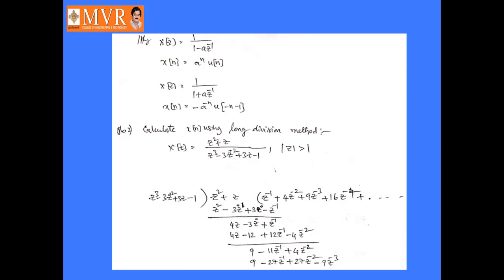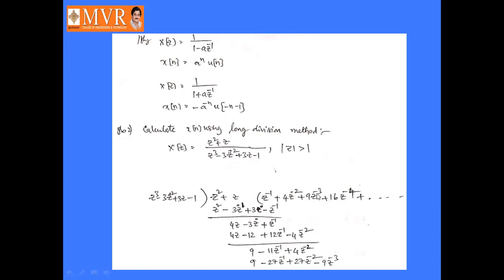1, so that we can get by multiplying z power minus 1 with z power 3, so that we will get z square minus 3z power 1 plus 3z power 0, that is 3, minus z power minus 1. So by subtracting this one from the above one, we will get 4z minus 3 plus z power minus 1, since z power 0 is 1. 4z minus 12. Okay, by multiplying 4z power minus 2 with z cube, we will get 4z minus 12 plus 12z power minus 1 minus 4z power minus 2. So that we will get 9 minus 11z power minus 1 plus 4z power minus 2.